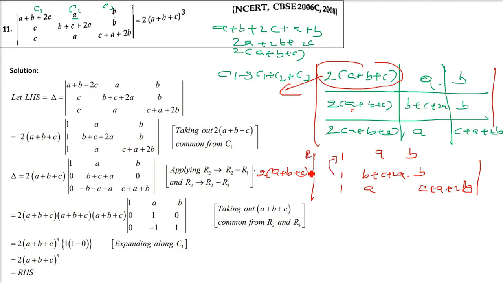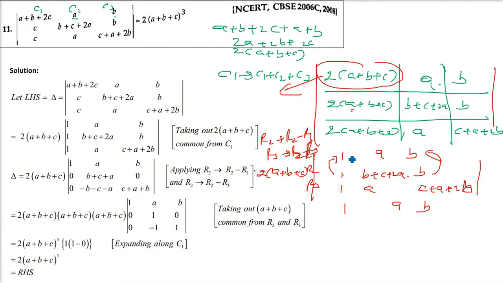So what do we do? We have 3 rows here. Row 2 we are changing to row 2 minus row 1. Row 3 we are changing to row 3 minus row 2. Okay. Either way you can do it. You can also change row 1 to row 1 minus row 2, and row 2 to row 2 minus row 3. It's the same. But we don't want the negative sign, that is why we have done this.